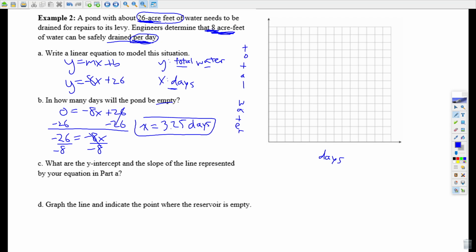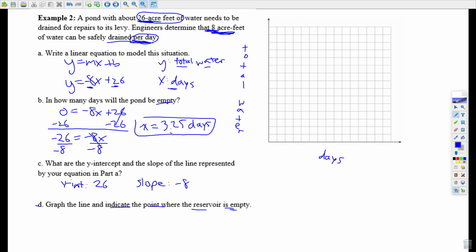C. What are the y-intercept and the slope of the line represented by your equation in part A? So if we look at part A, what is the slope and what is the y-intercept? Remember, the slope is right before the x. That's always the case. And there's your y-intercept. So let's just label it. Y-intercept will be 26. That's our starting point. Slope is -8. Now, last part, we can finally graph the line, and then we're going to indicate where the reservoir is going to be empty.